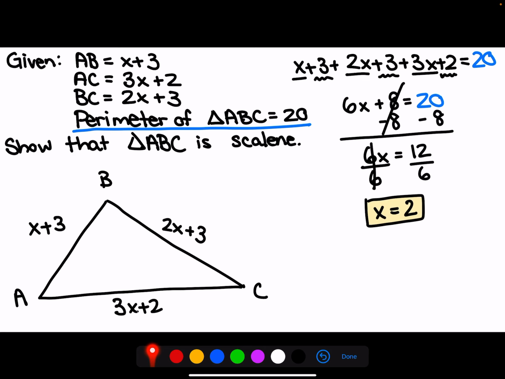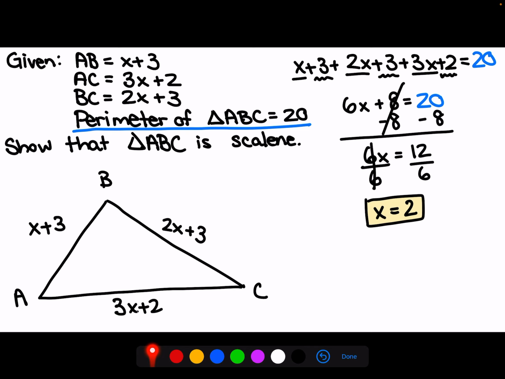Well, combining like terms, x plus 2x plus 3x will give me 6x. 3 plus 3 plus 2 will give me positive 8. So I now have 6x plus 8 equals 20. I start solving for x. Subtracting 8 from both sides, I get 6x equals 12. Then dividing both sides by 6, we get x equals 2.